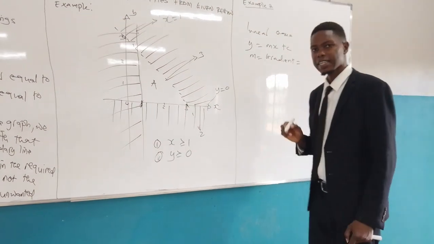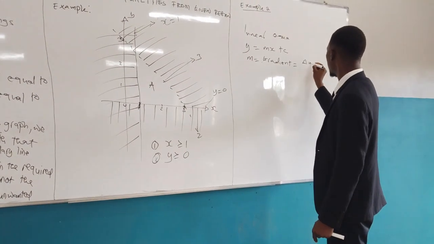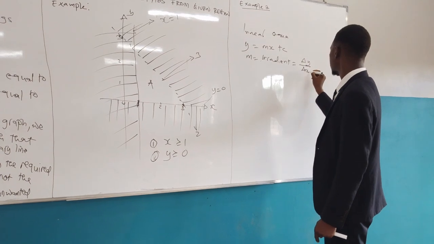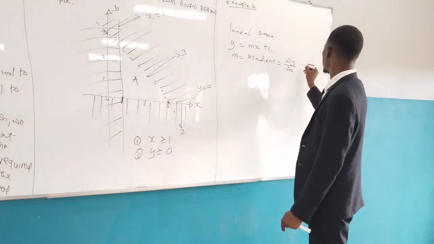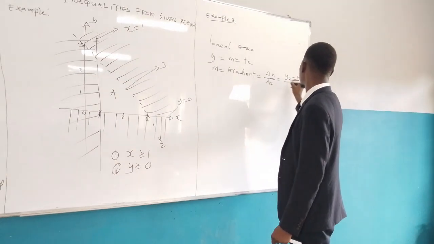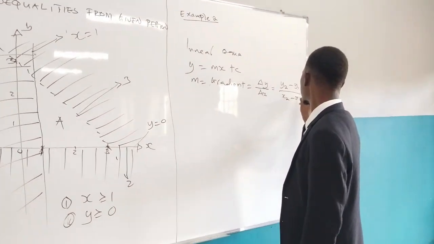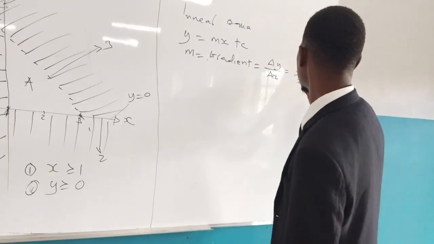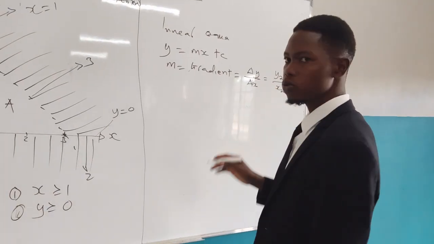How can we find the gradient? By saying change in y over change in x. But what is change in y? Change in y is just the same as y2 minus y1, over x2 minus x1. That's the formula we can use to find the gradient.